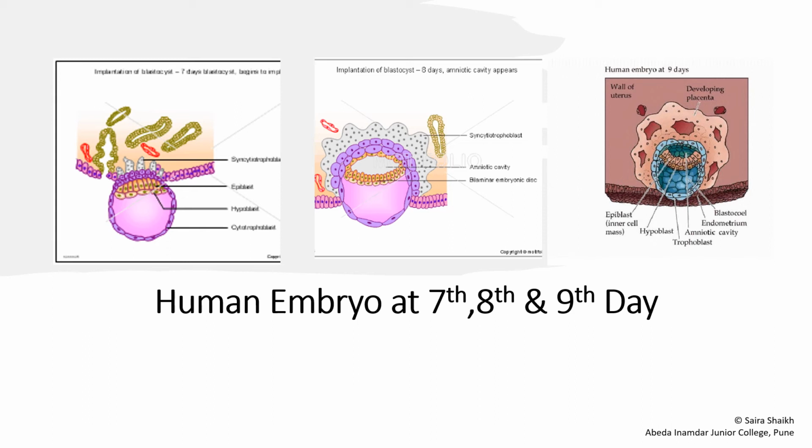These two layers are differentiated from the inner mass cells. The epiblast cells are in close contact with the trophoblast cells, and they are going to develop into ectoderm. The hypoblast cells are going to develop into endoderm. So these are the three pictures given to you, of the 7th, 8th and 9th day of the fertilization process.